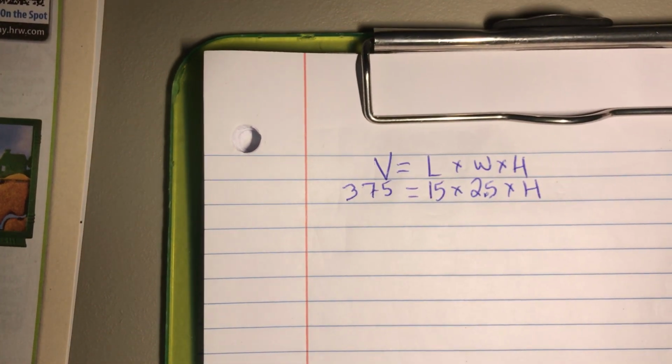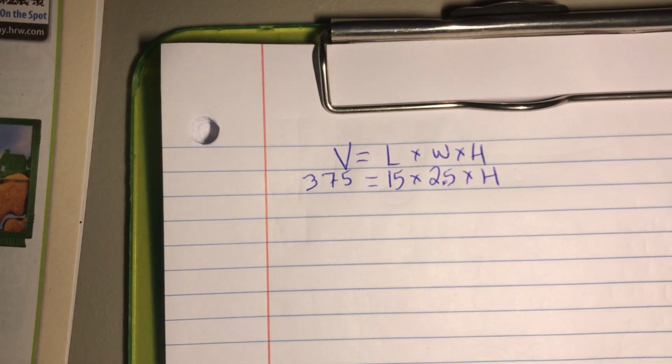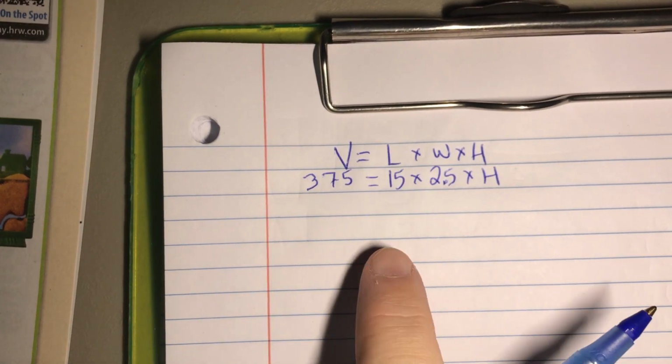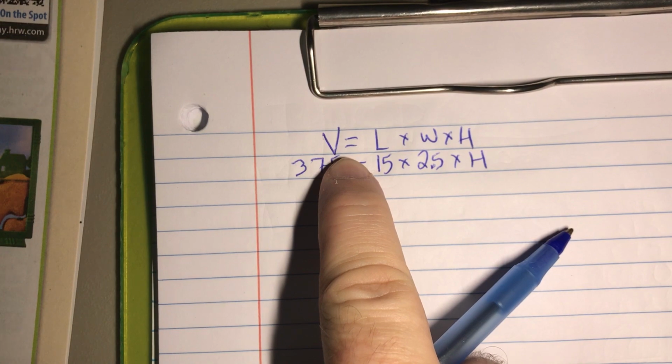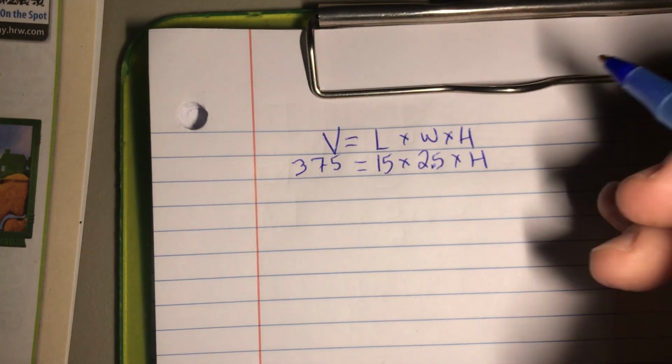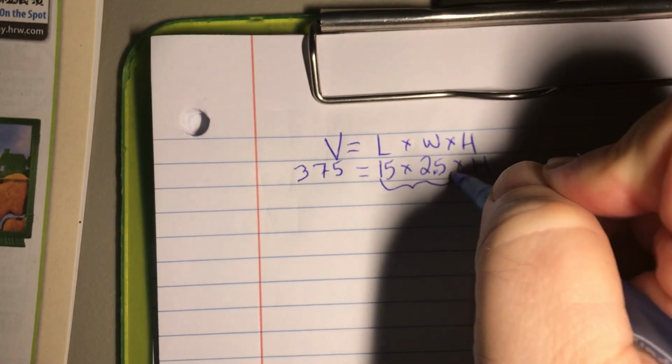Now I'm going to do what I can do before I try to solve this. Remember, we're solving this. It looks like an equation. That's because it is. A formula is an equation. How do we know it's an equation? It has an equal sign. So I'm going to do what I can do. I'm going to actually multiply these two numbers.